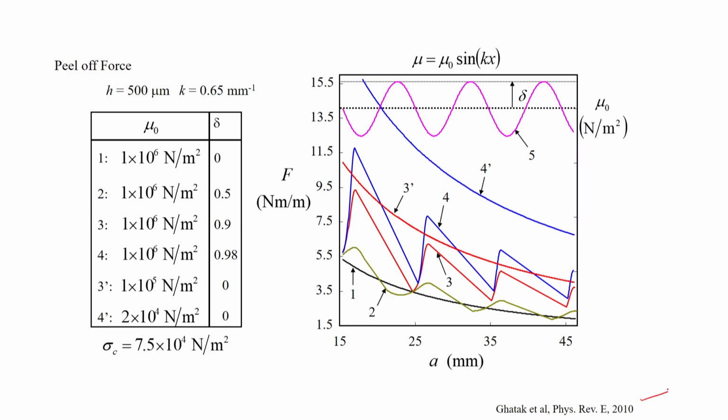You can have a look at this particular paper of mine. When mu varies sinusoidally like that, we can get the load F as a function of a, that is, as the peeling front propagates and a increases, we can see how the load behaves, and the load shows this kind of periodic behavior. This looks very similar to the experiments with the channel embedded adhesive that we did.